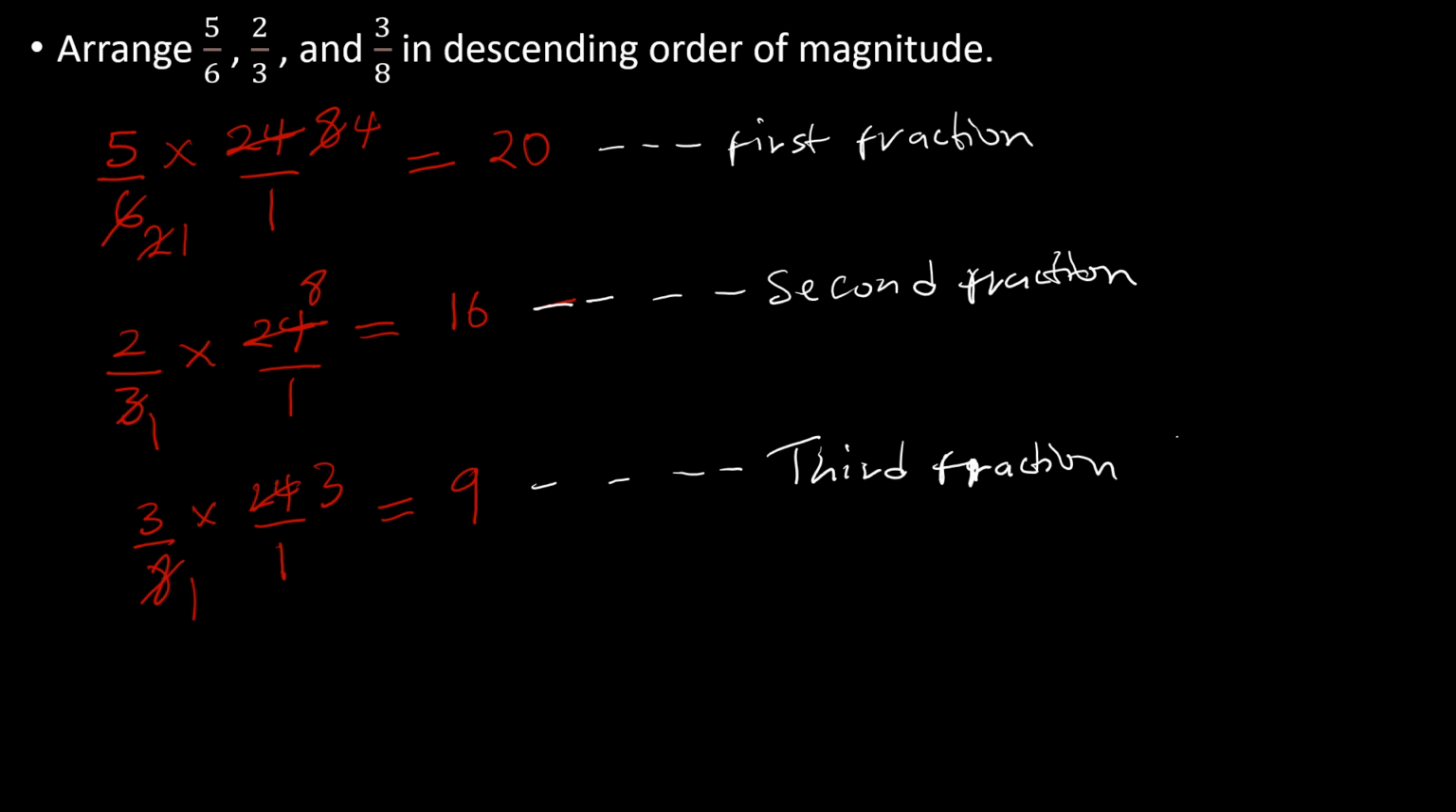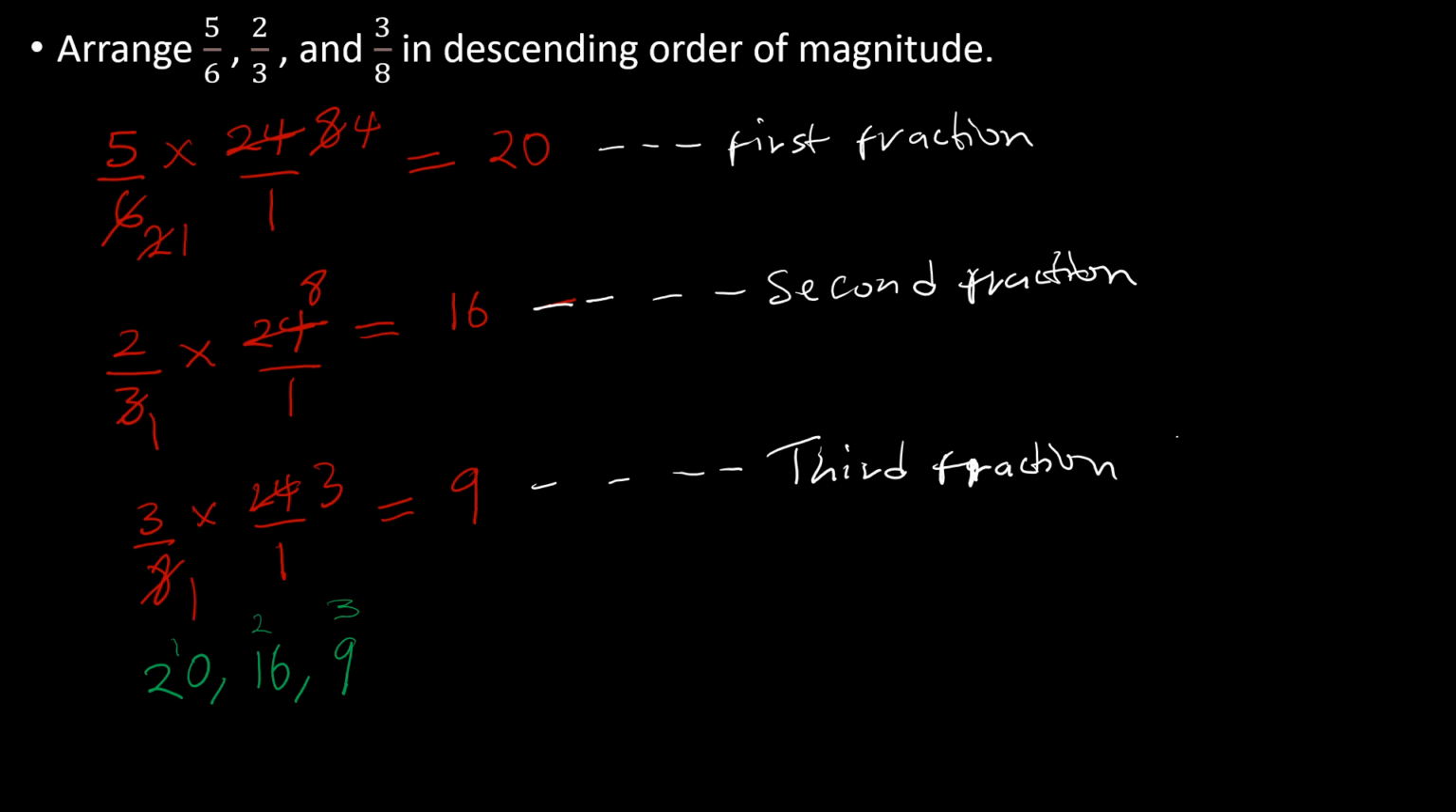So, we're left with 3 numbers. Finally, we have 20, we have 16, and we have 9. So, we can see that this is the first fraction, this is for the second fraction, and this is for the third fraction. So if we were to arrange these fractions in a descending order of magnitude, we can already see that they are already arranged in a descending order of magnitude.